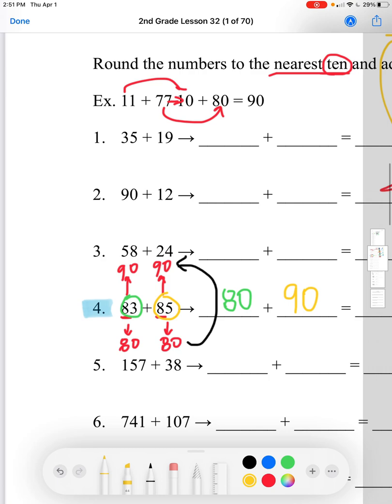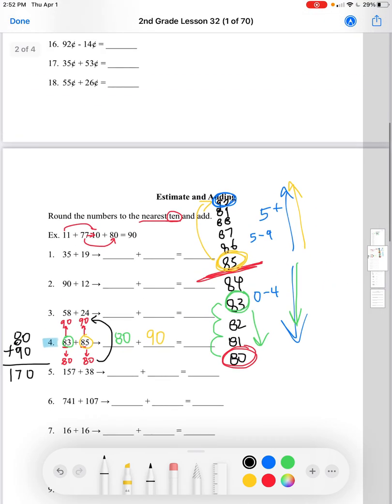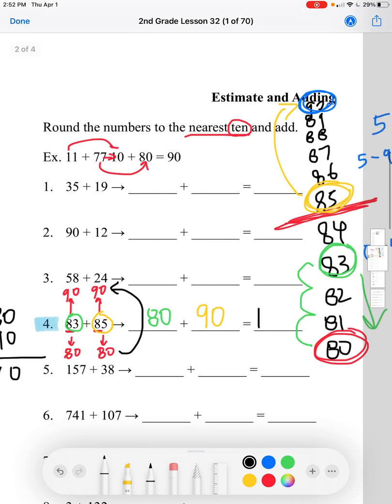Now we just need to add these two numbers together, 80 plus 90. Let's do that on the side here, 80 plus 90. 0 plus 0 equals 0, and then 8 plus 9 equals 17. That's 170.